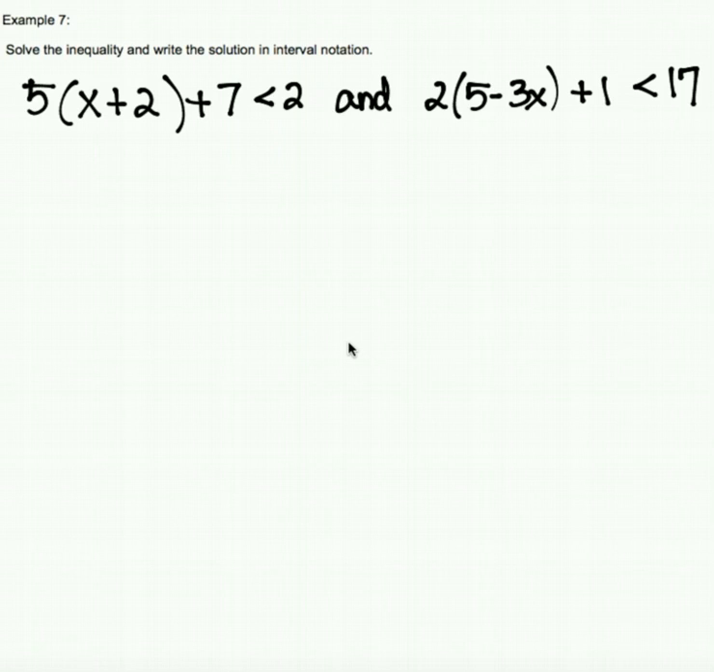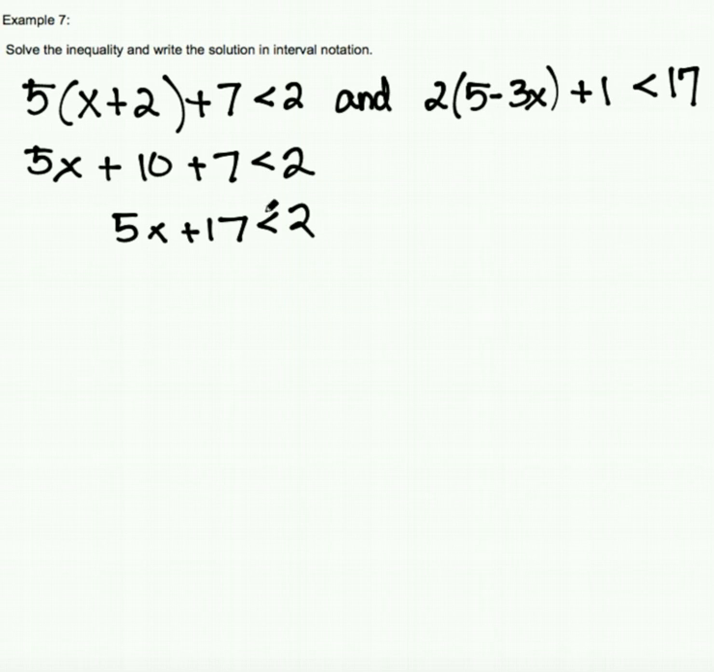Example 7, solve the inequality and write the solution in interval notation. I'm going back to looking at a compound inequality involving "and" in the other format, where it was separated. I'm going to quickly solve these two separately. I'm going to distribute the 5. That gives me 5x plus 10 plus 7 is less than 2. Combine like terms, 5x plus 17 is less than 2. Subtract 17 from both sides, so 5x is less than negative 15. Lastly, divide both sides by 5. That gives me x is less than negative 3.